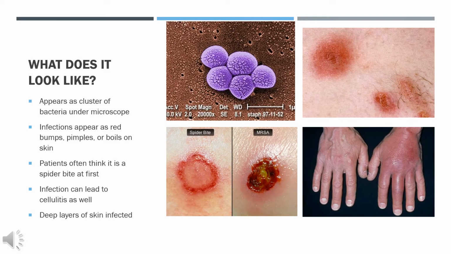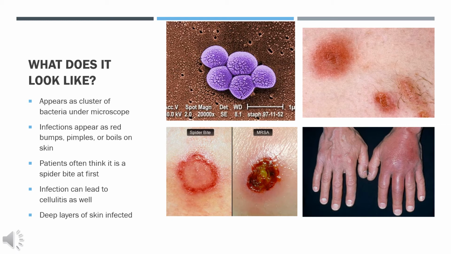What does MRSA look like? Under a microscope, MRSA appears as a tiny cluster of bacteria or staph, as seen in this image in the top left. On the skin itself, MRSA infections can appear as small red bumps, pimples, or boils, which may be swollen, tender, or even feel warm to the touch. Often, patients self-diagnosing themselves tend to first think that what they may have is a spider bite, or some sort of other bug bite, as they can look somewhat similar to each other.